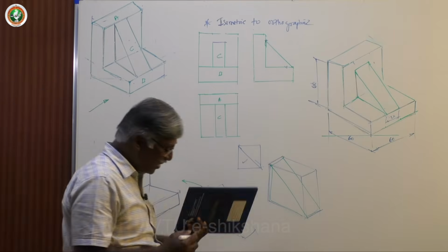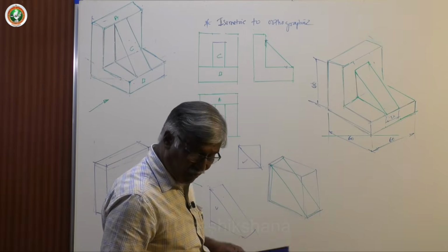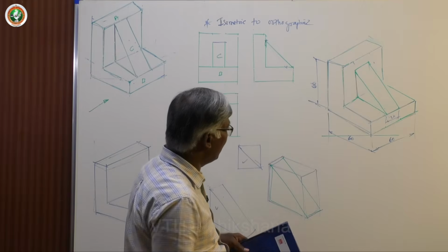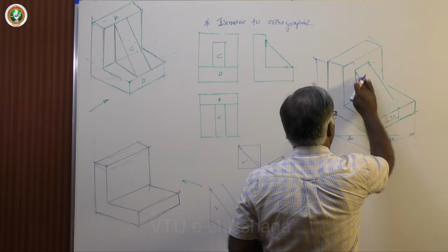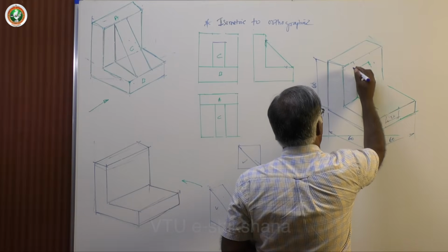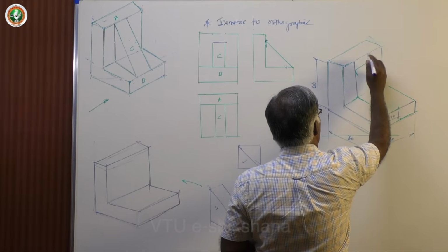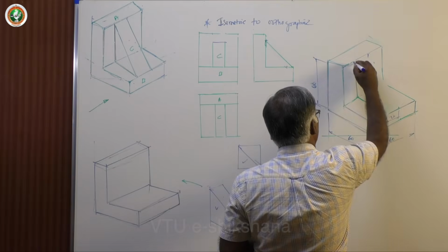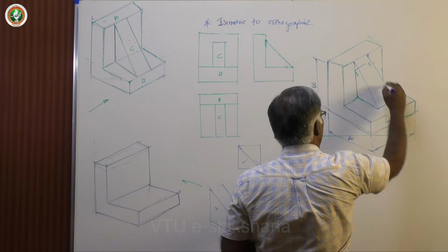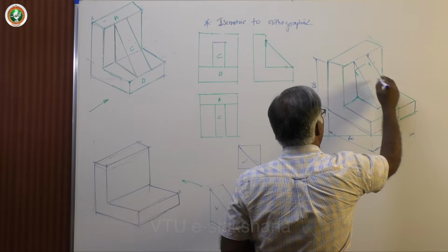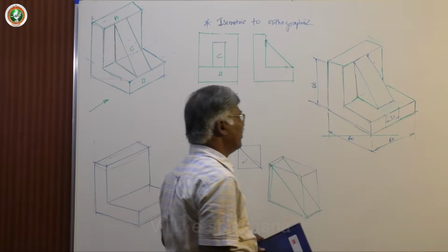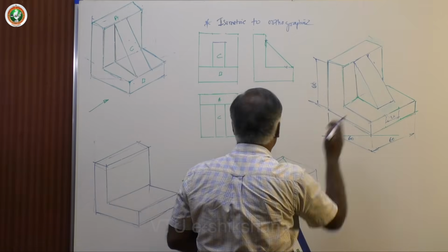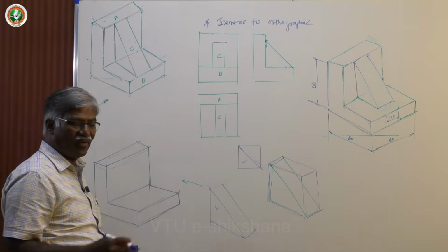Now I will change it to the top one I retain, and then the front I change. So here I remove and then here I try to join. So here is the new object. This is the new object.